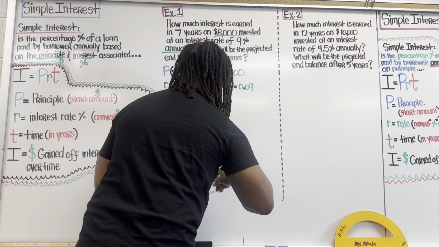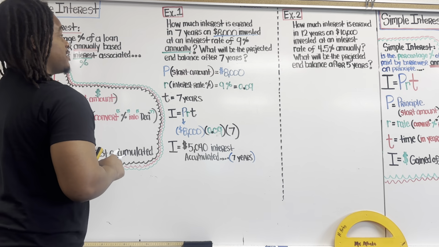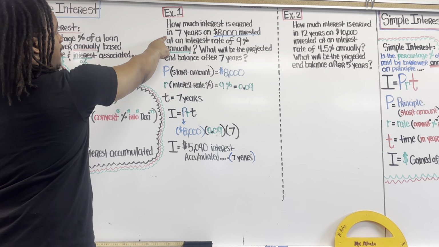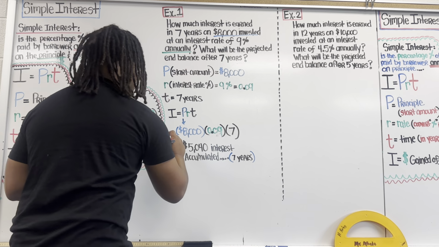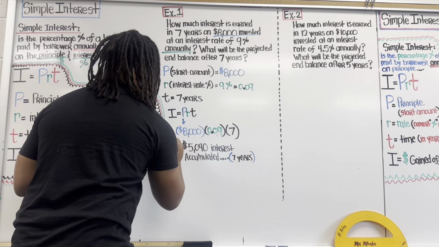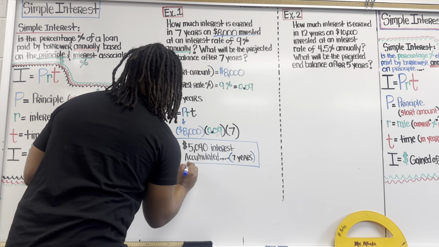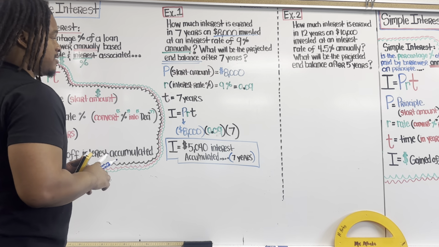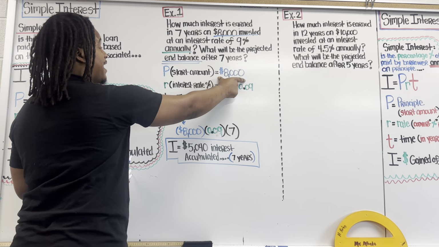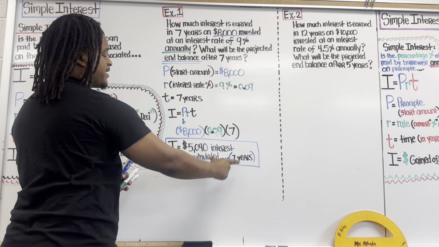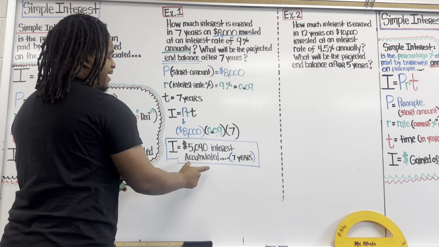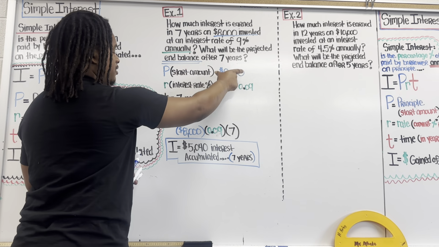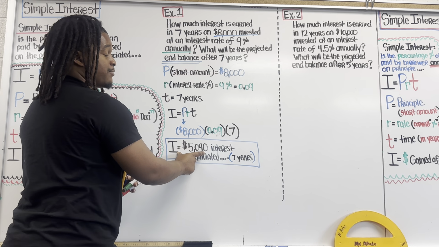So this is the answer to the first question. They wanted to know how much interest is earned in 7 years. But the second question is asking for the end amount, the end balance after 7 years. If I started off with $8,000 invested, and over 7 years my account increased by $5,040, the end balance would be the principal plus the interest that was accumulated.